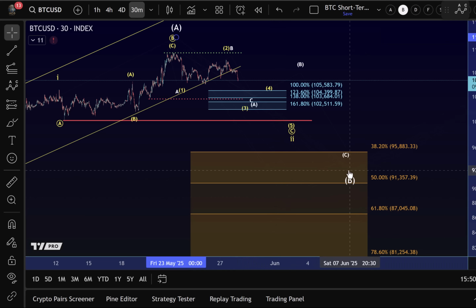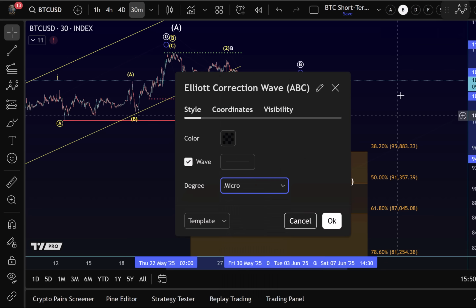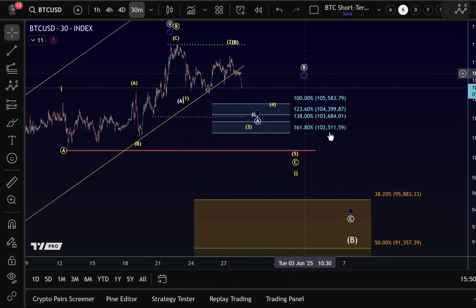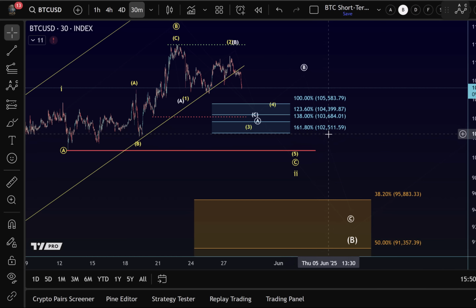Then in the white count, we're likely dealing with an ABC structure. So white wave B should be an ABC pattern. I can actually change the wave degree here a little bit. But you can see that if we are moving down lower in an ABC structure, then the A wave itself could be an ABC structure. So based on the initial length of the A wave, we can get this target zone for the C wave. It's defined between $102,511 and $105,580. This is a standard target area for wave C of A.